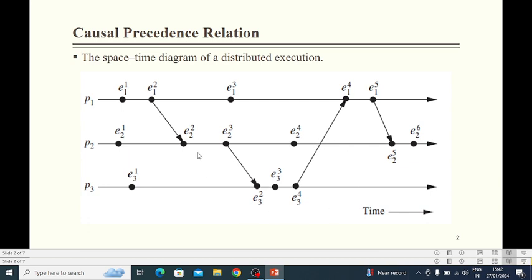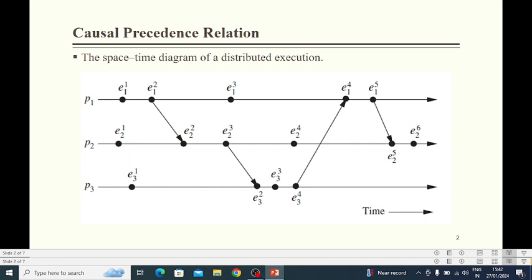This is the space-time diagram of a distributed execution. This horizontal line corresponds to process P1. The second horizontal line is for process P2 and the third horizontal line is for process P3. The horizontal line represents progress of a process. A dot indicates an event. A slant arrow indicates a message transfer.